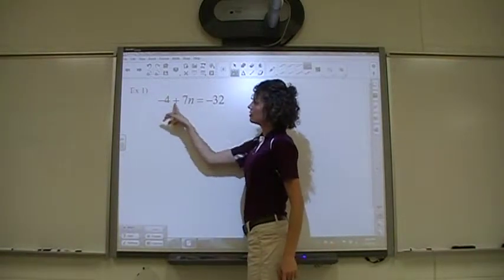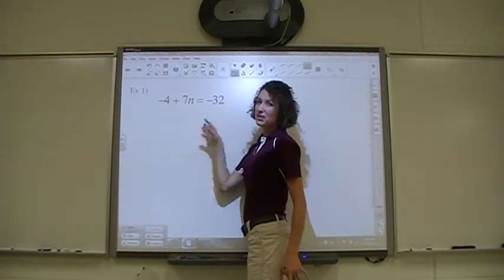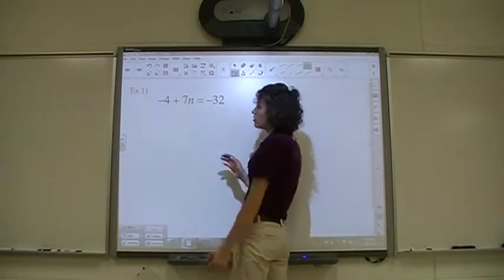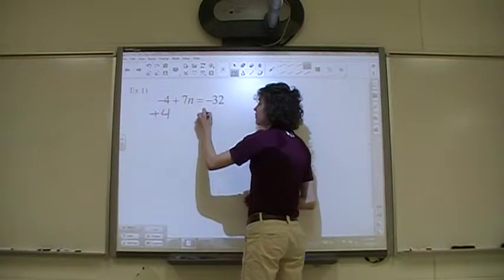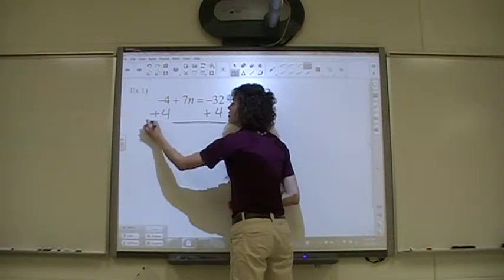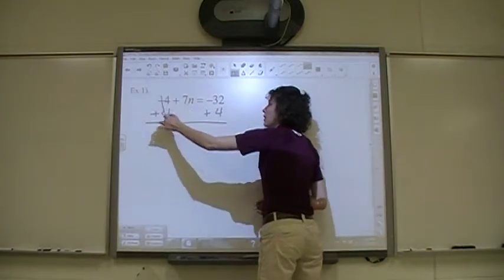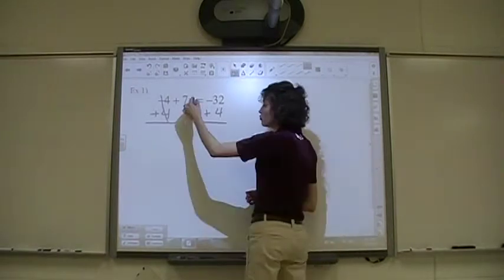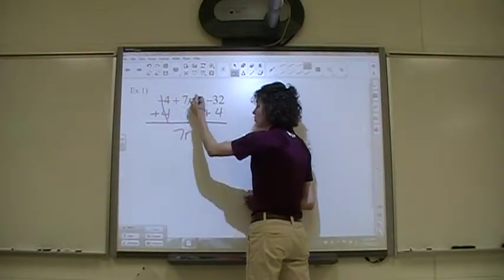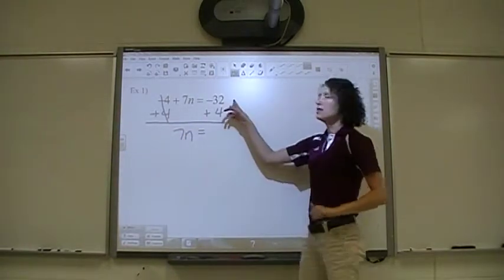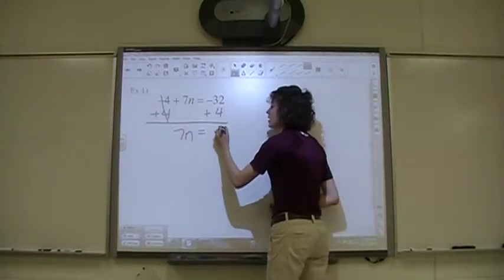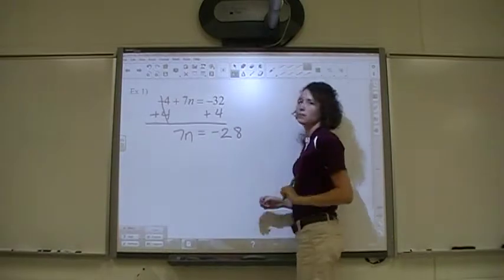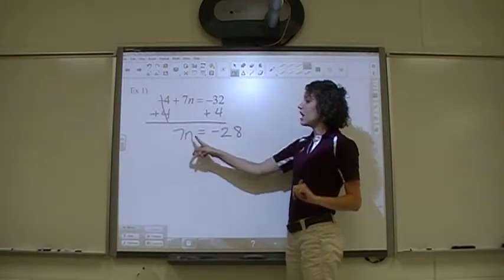So you want to take this -4 and do the opposite to get it to the other side. So the opposite of -4 is +4. So we are going to add 4 to both sides. So your -4 and +4 cancel out. You drop down your 7n, drop down your equal sign. Then -32 plus 4 is going to give me a -28.